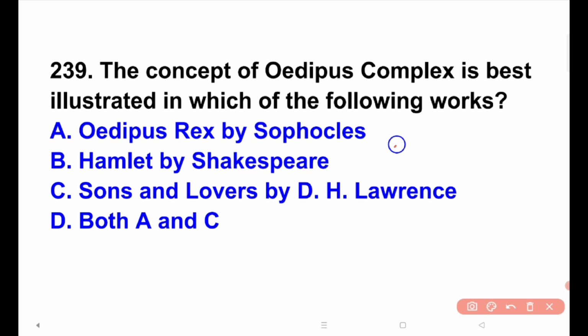The concept of the Oedipus complex is best illustrated in which of the following works? Oedipus Rex by Sophocles and Sons and Lovers by D.H. Lawrence. Both A and C is the correct answer. Sons and Lovers shows the psychological conflict between the protagonist Paul and his possessive relationship with his mother. Oedipus is a classical myth of patricide and incest. Freud took direct inspiration from this tragedy. So both texts are key psychoanalytic examples of Oedipal struggle, along with Freud's case study and Lawrence's autobiographical influences in Sons and Lovers.